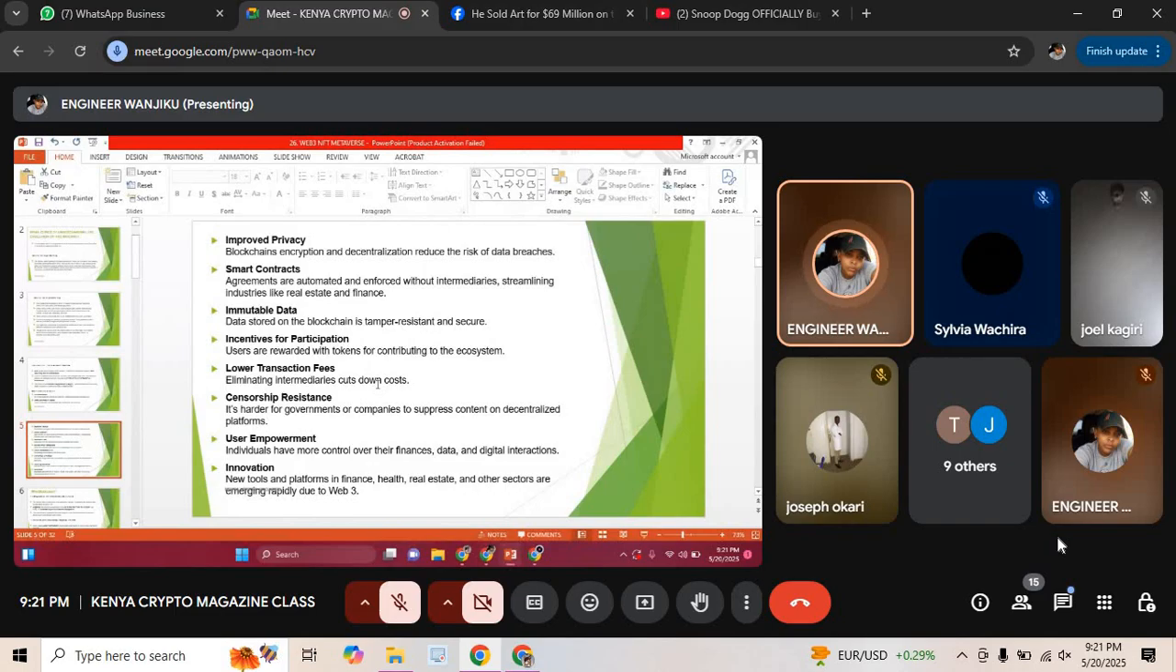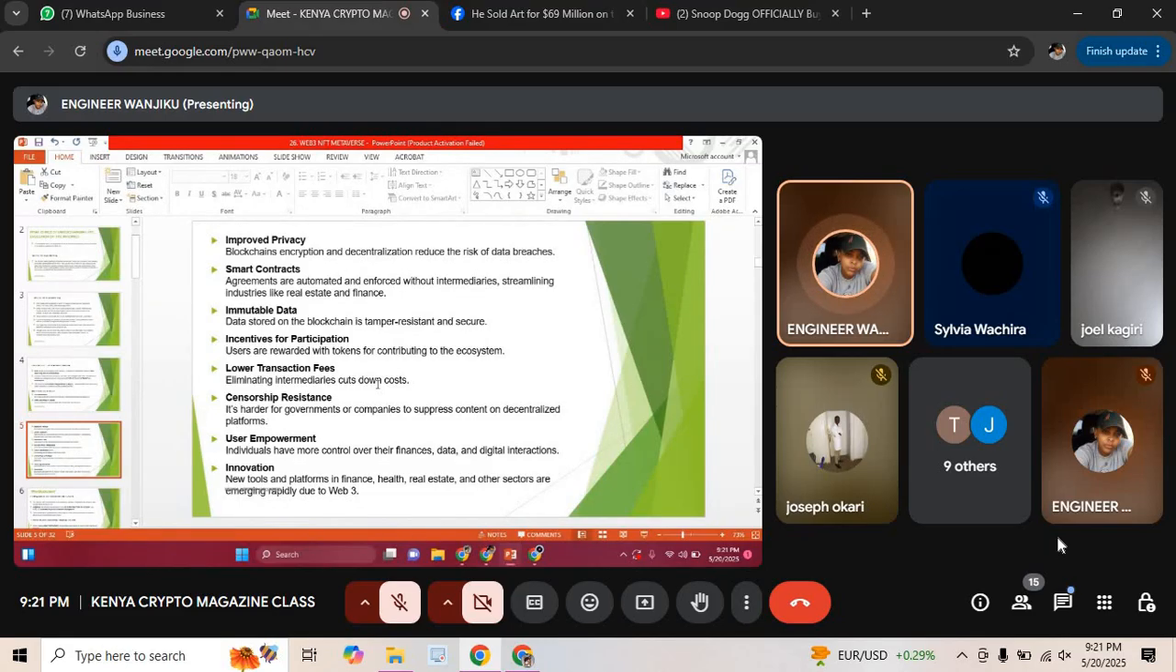The next one, smart contracts. Agreements are automated and enforced without intermediaries, streamlining industries like real estate and finance. We'll get to understand that better when we're talking about the implementation of Web3. Then you have the next one, immutable data. Data stored on the blockchain is tamper resistant and secure. What you mean by immutable is you cannot undo what you've done on the blockchain. So it's tamper resistant and very secure.